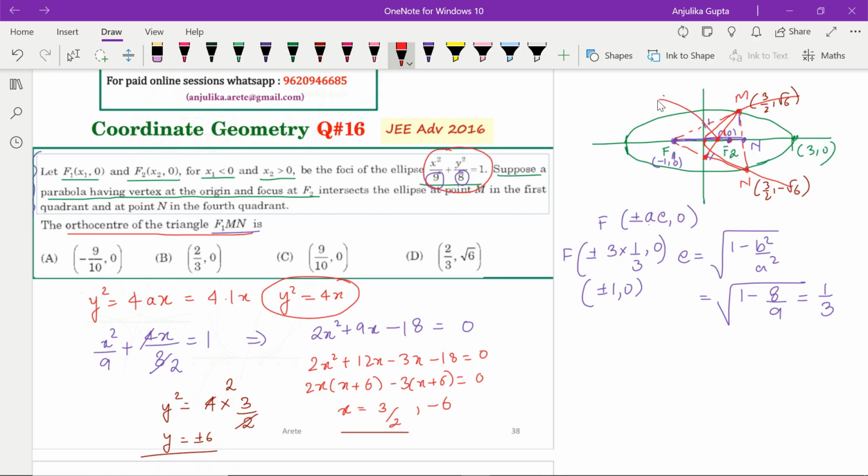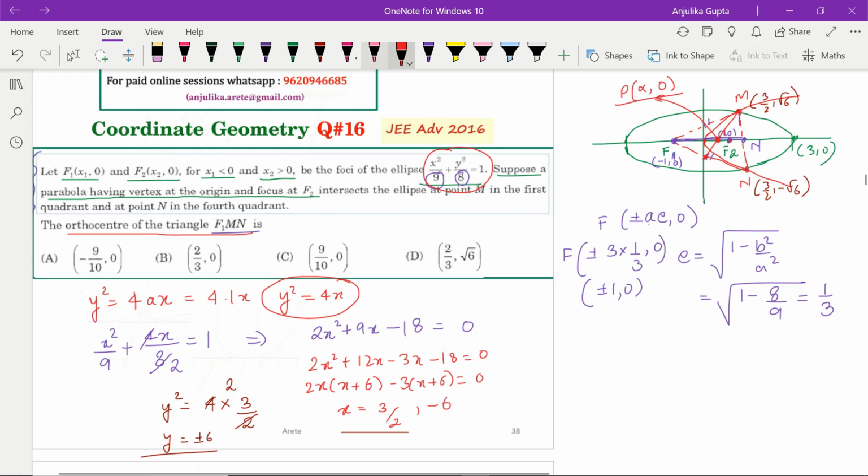Understand? The point where altitudes meet is the orthocenter. I am dropping a perpendicular from M to the opposite line, F1N. The point where it meets the x-axis, let me call it P. That is my orthocenter. Now I will assume a coordinate, because the y coordinate is 0. Let's say the x coordinate is alpha and the y coordinate is 0. This is my orthocenter. I need to figure out what P is.